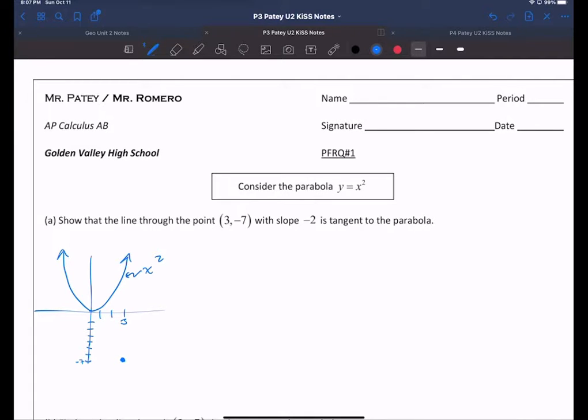So first let's see what this line is. What could this line be? All we need is a point and a slope to make a linear equation. So we have y minus -7, if we're treating this as x1, y1, equals -2 times x minus 3.